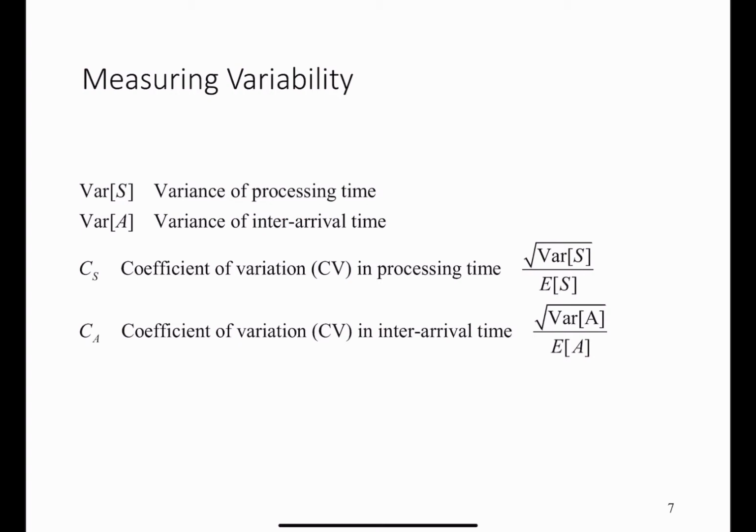Because we consider the expected value of the processing time and the expected value of the inter-arrival time, when you are trying to compare two different arrival systems to see which one has a higher variability, this can help you get a better understanding of which one is more variable.